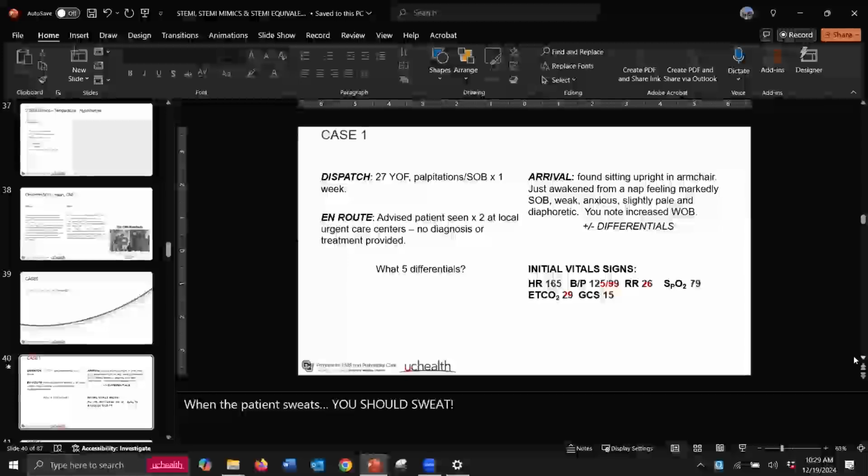So here we go. 27-year-old female, palpitation, shortness of breath, 1 week. Advised patient seen by 2 local urgent centers. No diagnosis or treatment provided. So what are your 5 differentials based upon your dispatch information? Don't read the other side of the screen yet. You haven't arrived until I arrive you. 5 differentials for this: 27-year-old, palpitation, shortness of breath, weak.